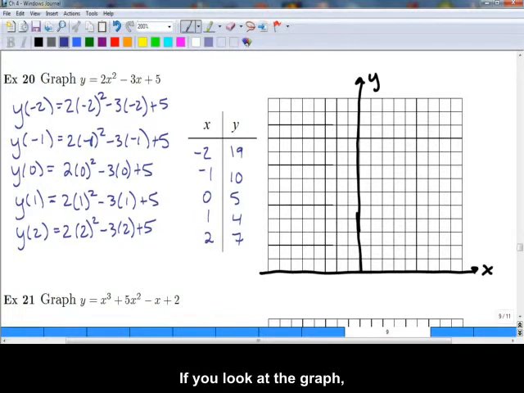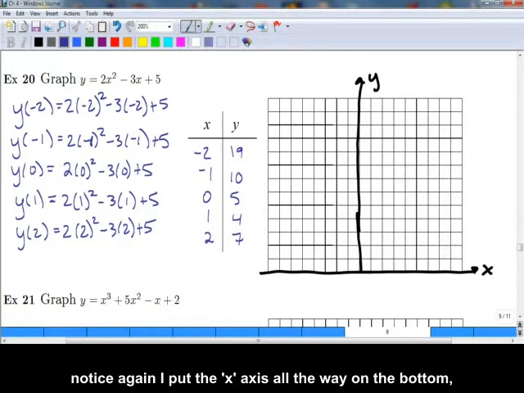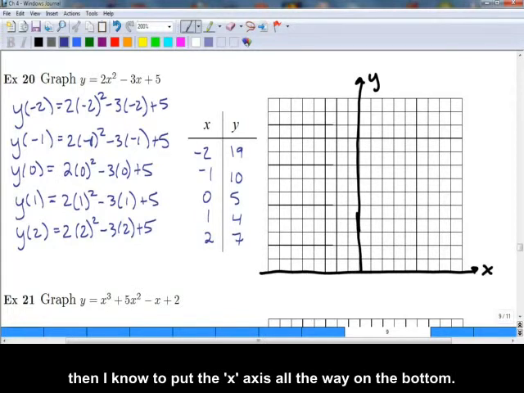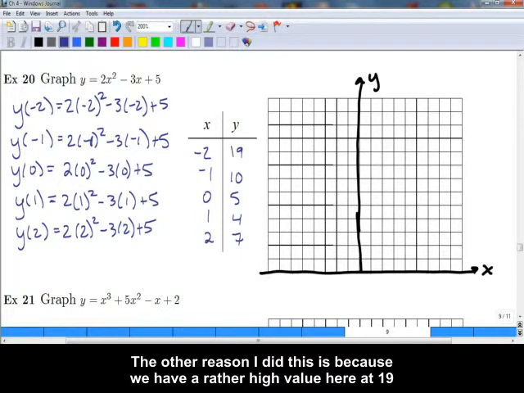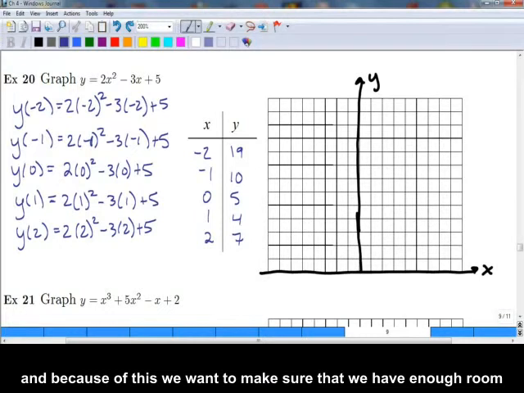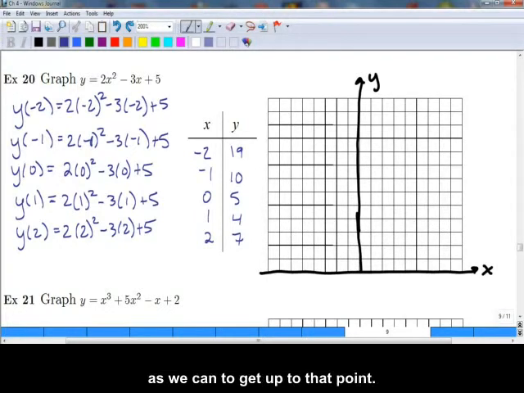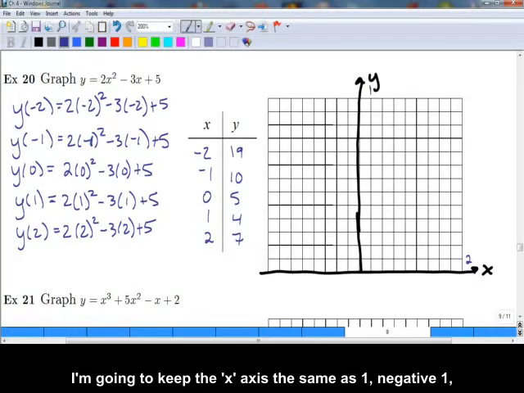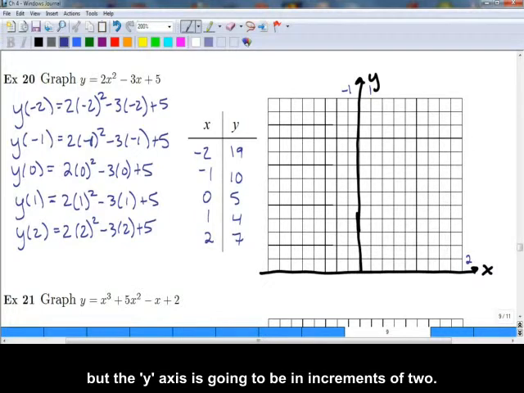If you look at the graph, notice again, I put the x-axis all the way on the bottom because all of my y values were positive, and since all of them were positive, then I know to put the x-axis all the way on the bottom. The other reason I did this is because we have a rather high value here at 19, and because of this, we want to make sure that we have as much room as we can to get up to that point. So in addition to drawing the x-axis down here all the way on the bottom of the graph, I am also going to make this a unit of 2 to make sure that we can fit that 19 on our graph. I'm going to keep the x-axis the same as 1 and -1, but the y-axis is going to be in increments of 2.